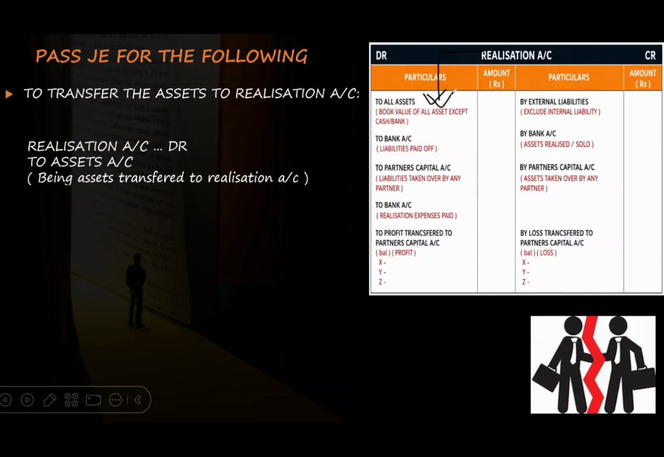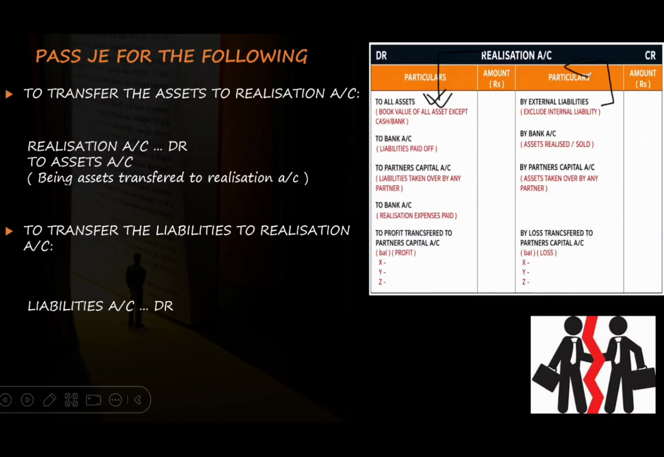Next, we'll see how to transfer the liabilities to the realization account. So the liabilities we have transferred on the credit side of the realization account. So the entry will be liabilities account debit to realization account. That is, being liabilities transferred to realization account.